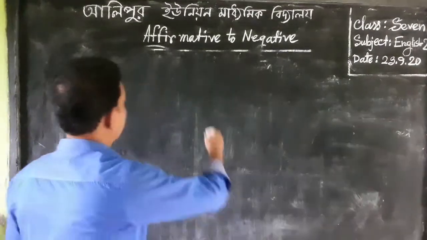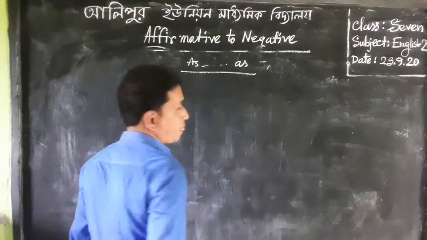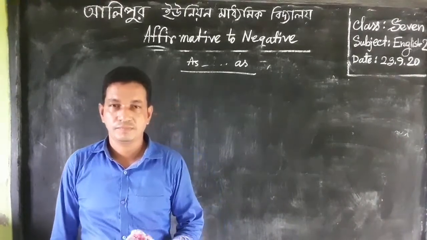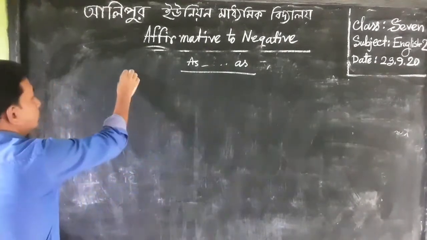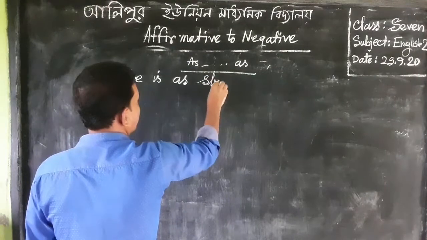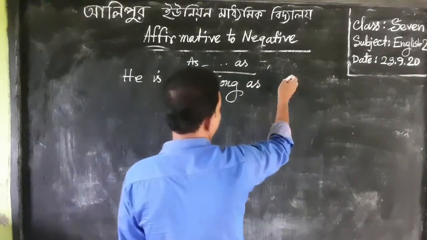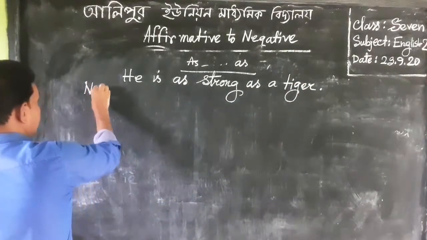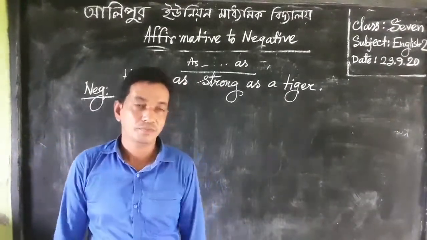Our next rule is as dot dot as. At first, I am giving an example: he is as strong as a tiger.